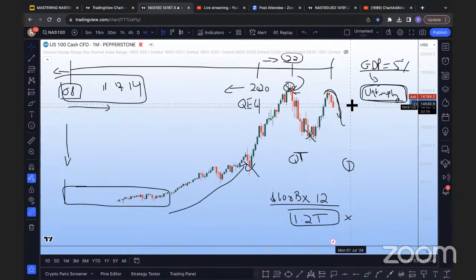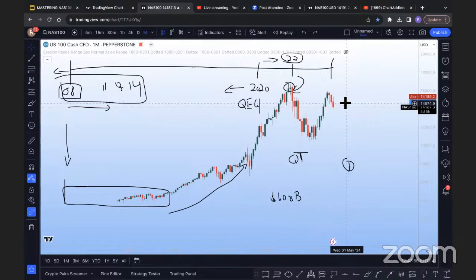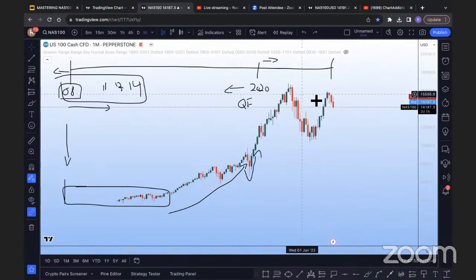Ladies and gentlemen, that was historical context and overview of NAS100. I gave you guys a few ideas on how to make money trading this earlier.